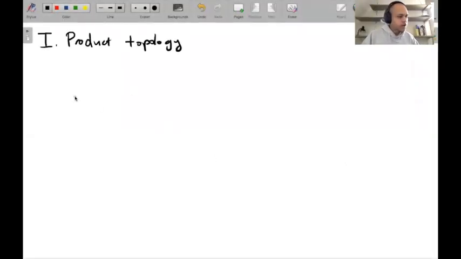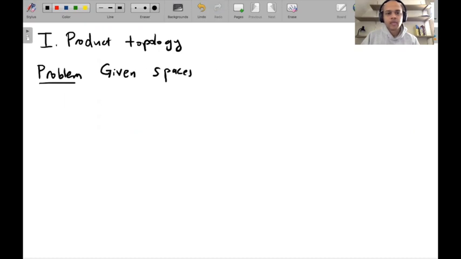Okay, so I want to start today by considering the following basic problem. The problem is you're given spaces X and Y, and you want a topology on the product.